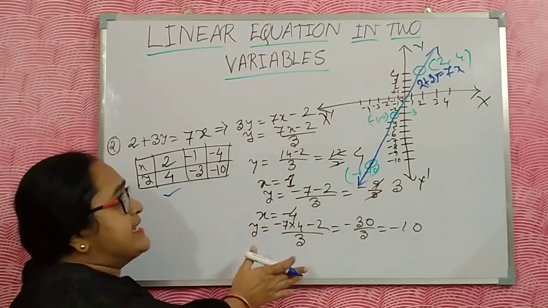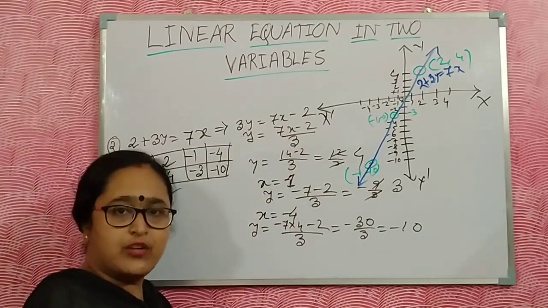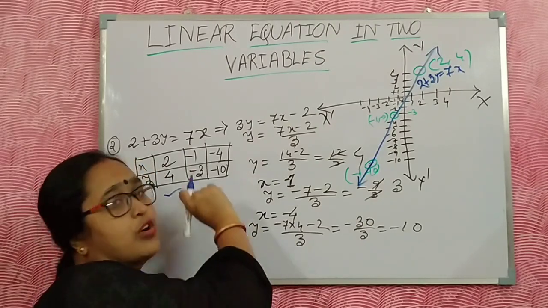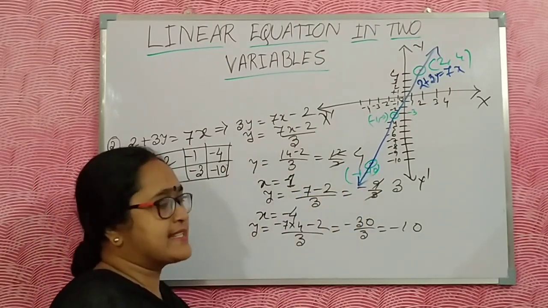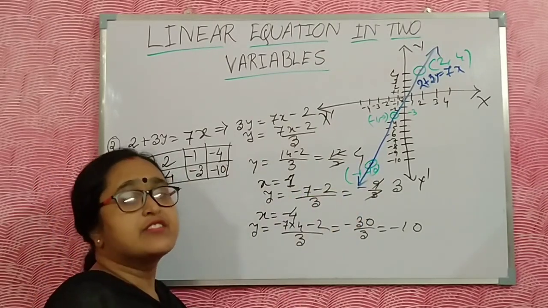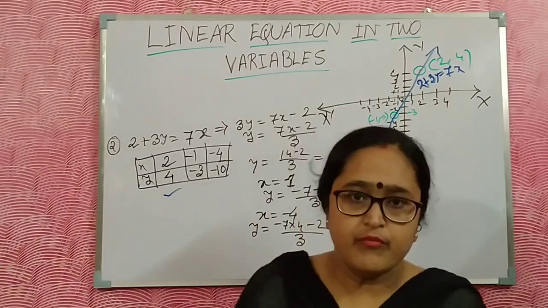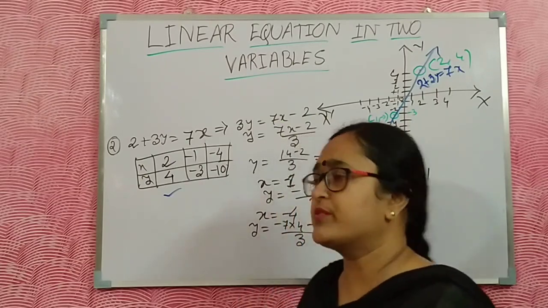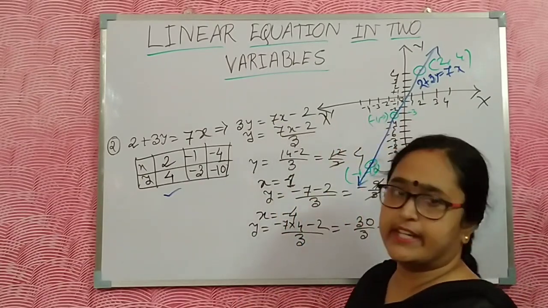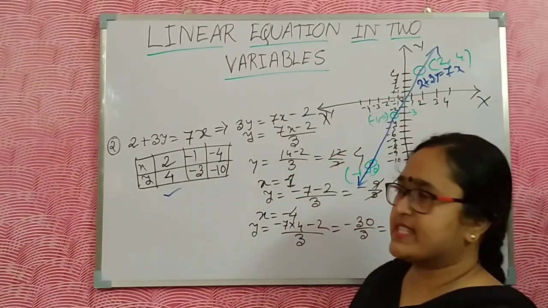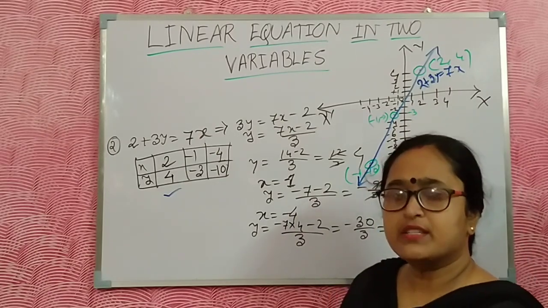Just do it like this. First you find the values, then you plot them on the coordinate axes, then you will get the straight line of the respective linear equation in two variables. Before going to the next part of the video, just pause it and write down all these things.